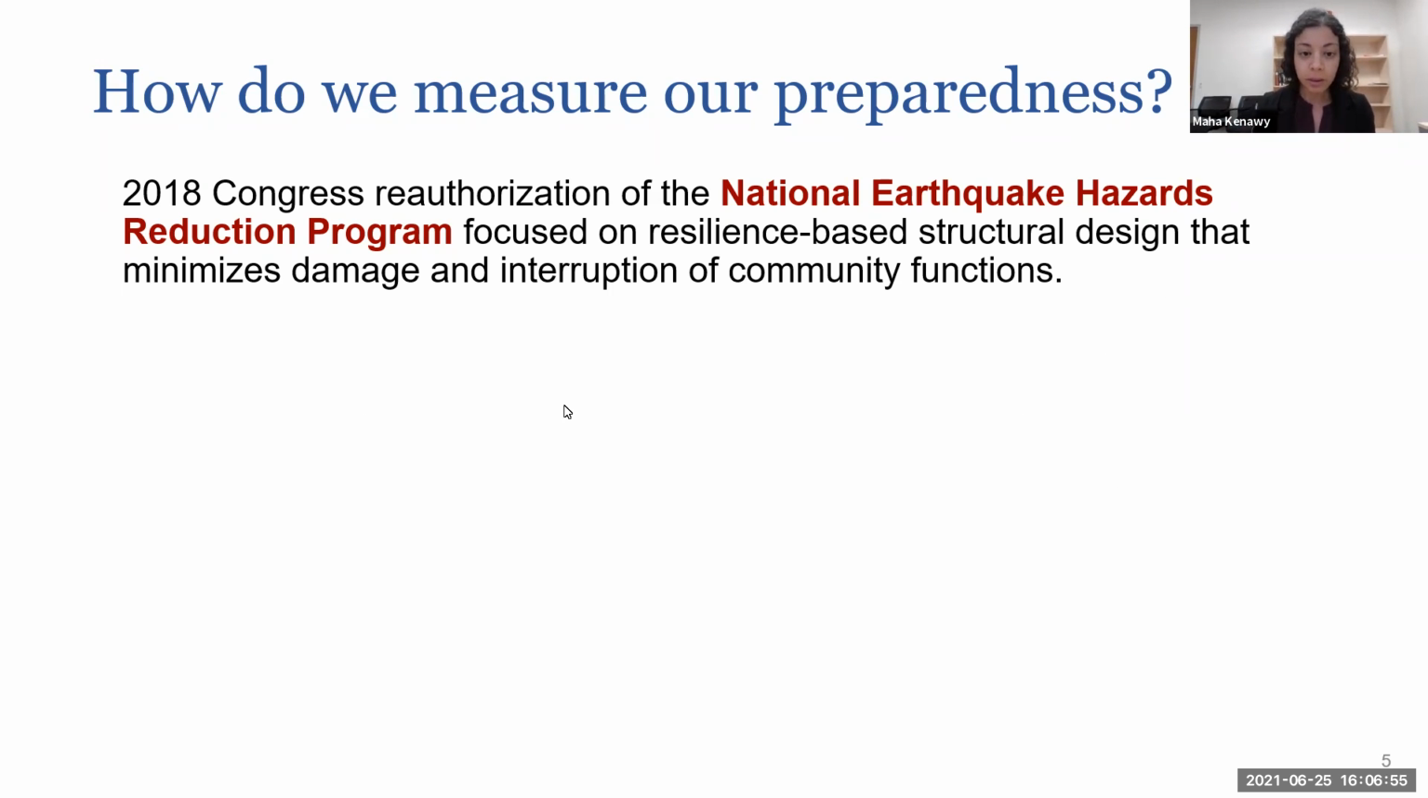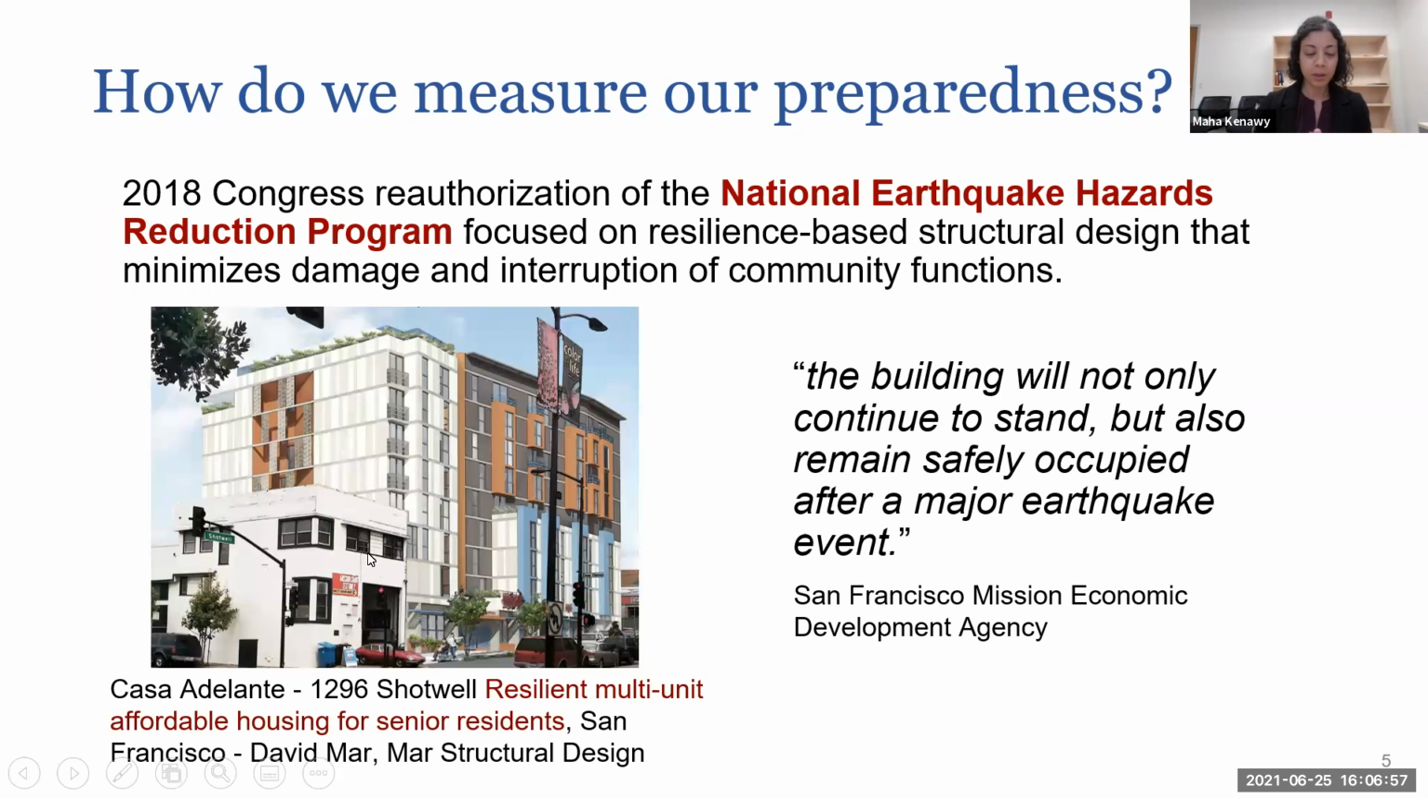So here's an interesting example of a building. This building looks pretty standard, looks pretty average, nothing fancy about it. However, this is almost a one-of-a-kind building that was finished in San Francisco. It's a resilient multi-unit residence for senior residents of San Francisco.